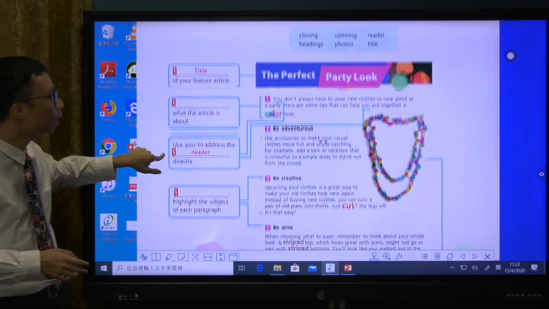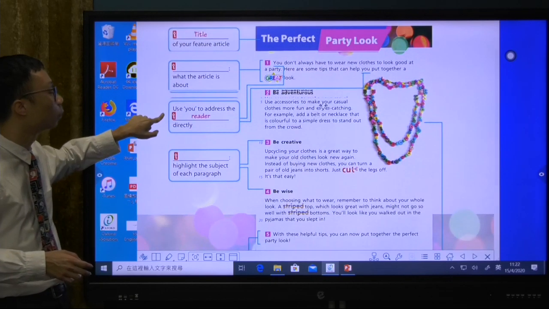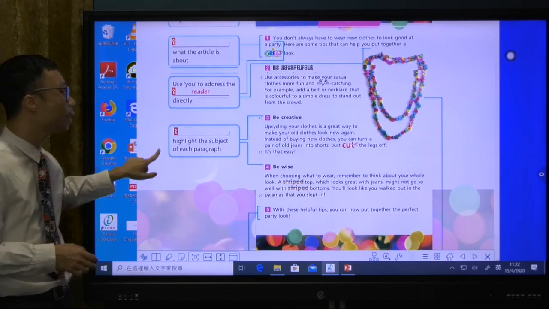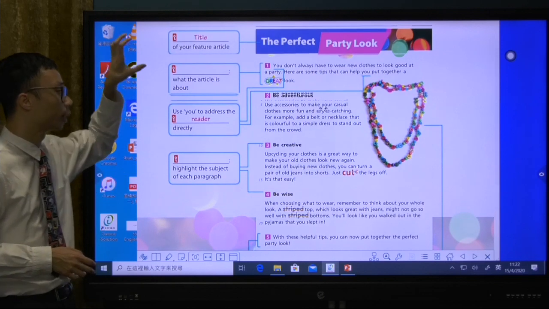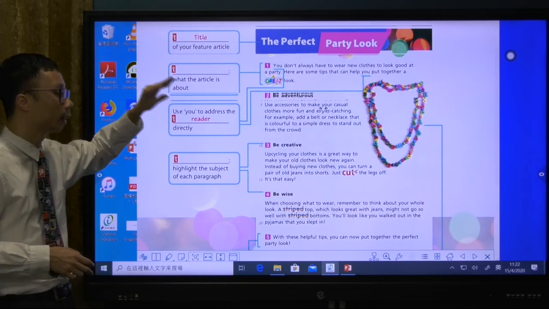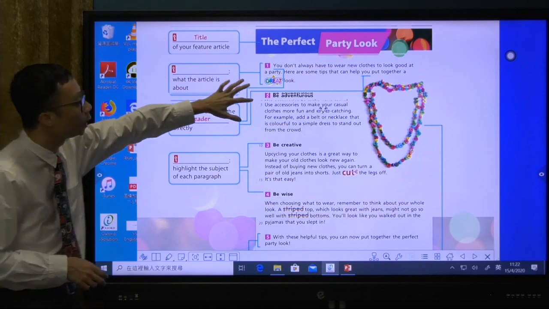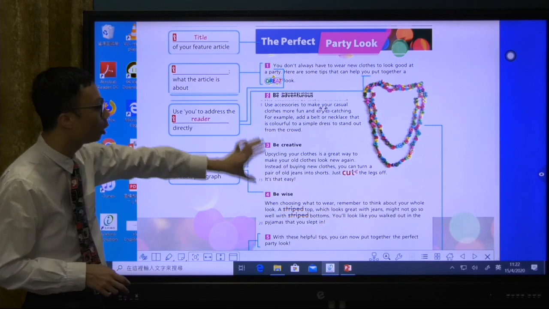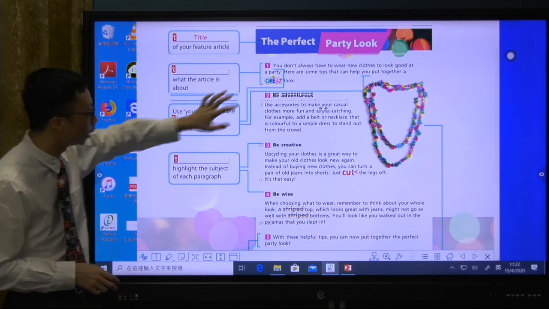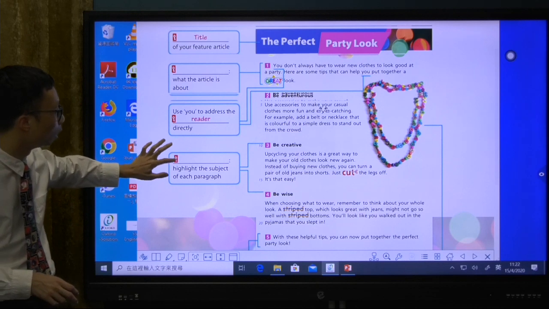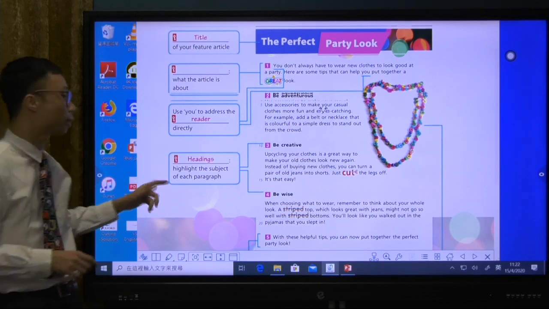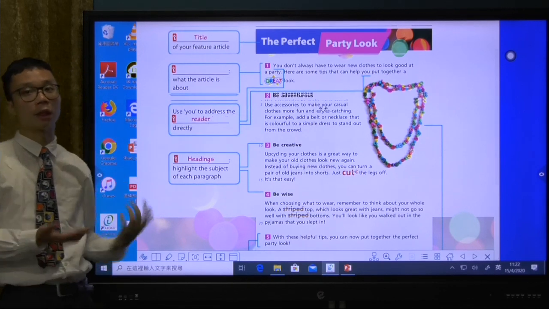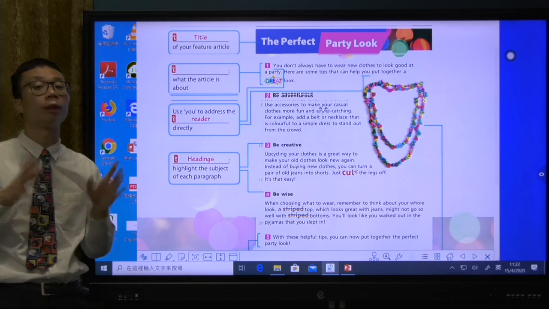Okay, now we've figured out color, what about headings? Headings mean that it's not just the title here, you also have a heading for each paragraph within the content. These headings highlight the subject of each paragraph.